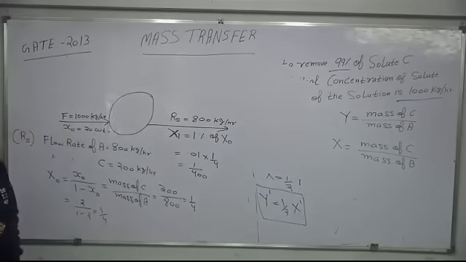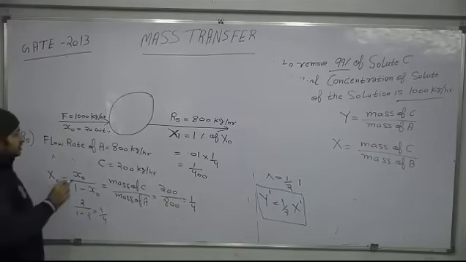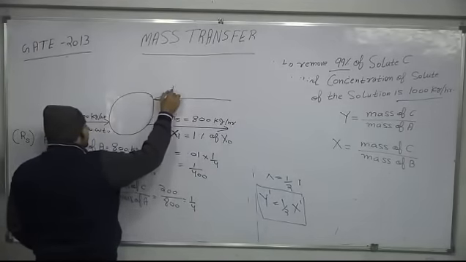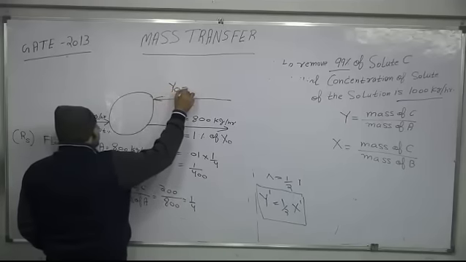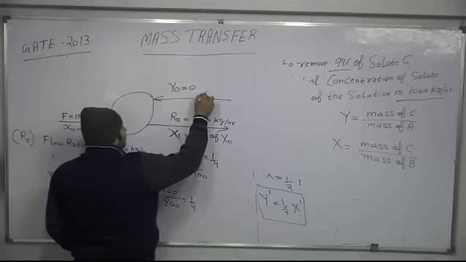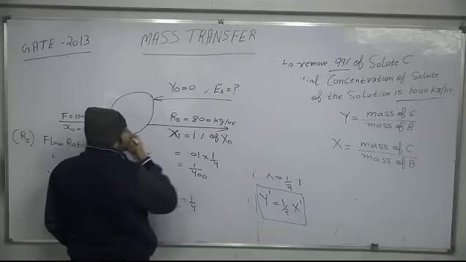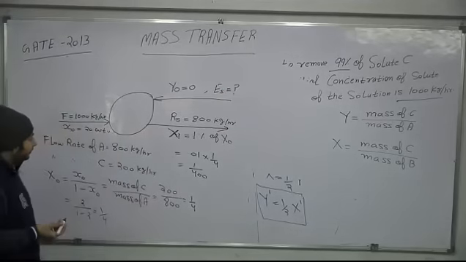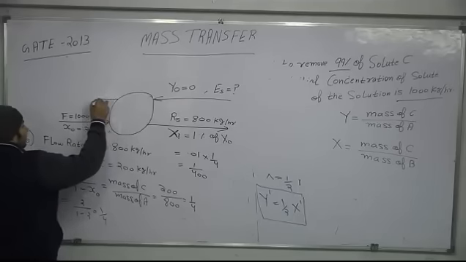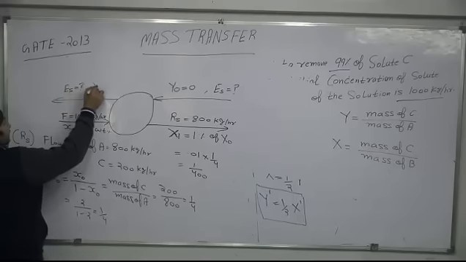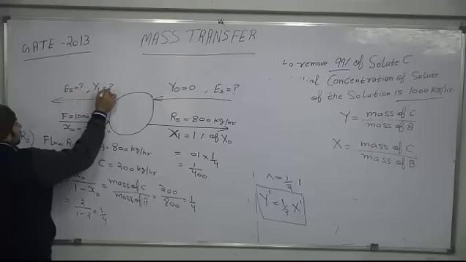Now if we talk about the solvent stream, the solvent is pure. That means its Y naught is 0, but its flow rate is not known, and that is what is required. Flow rate is required. And in the exit, again ES is not known and Y1 is not known.